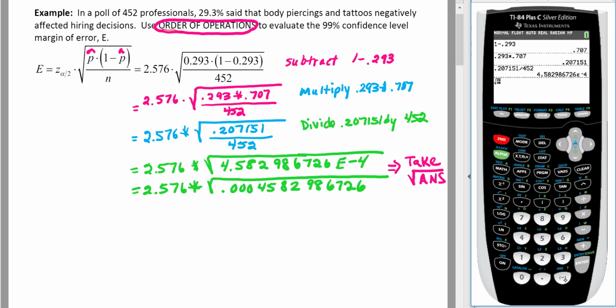So I'm going to take the square root of the previous answer. I'm going to hit enter, and that will give me my answer here. So let's write that down. I have 2.576 times, and the square root of all that decimal is going to be 0.02140791114. And we're almost done.